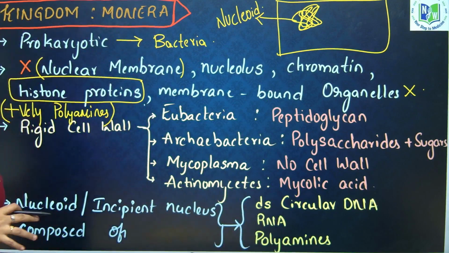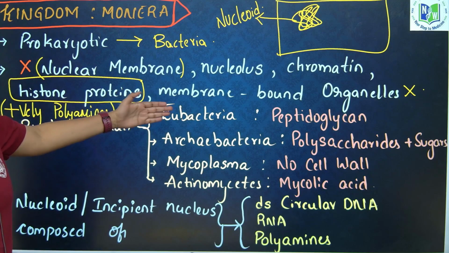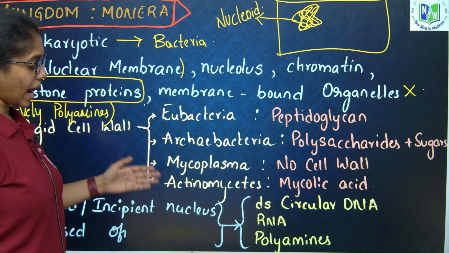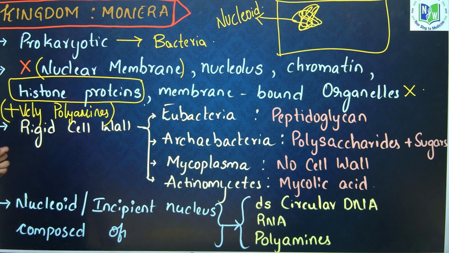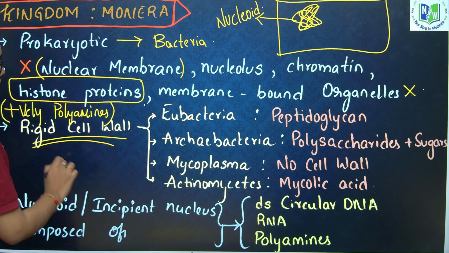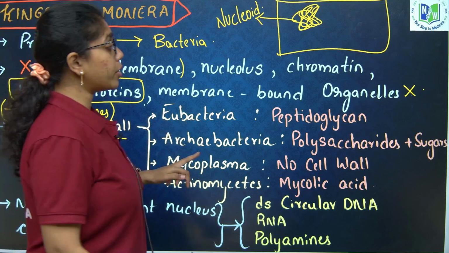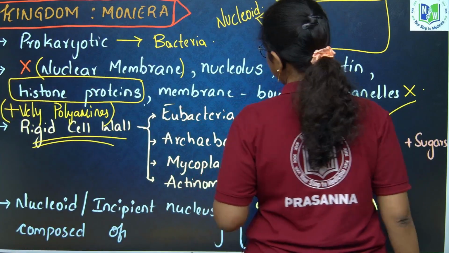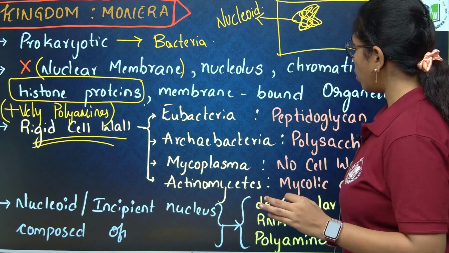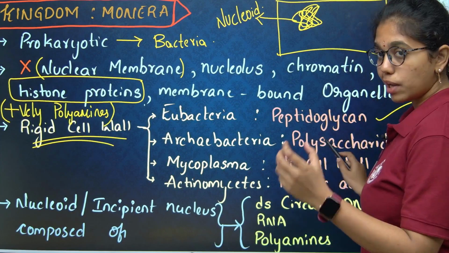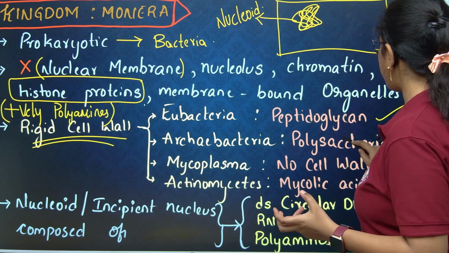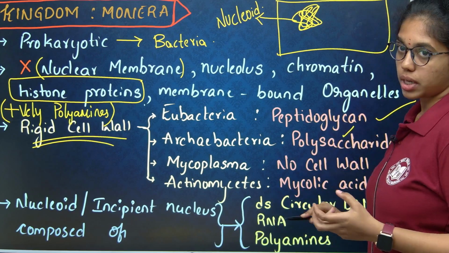If you look into any prokaryotic cell, be it eubacteria, archaebacteria, mycoplasma and actinomycetes, there is a rigid cell wall present. In eubacteria, peptidoglycan is the cell wall. What is the cell wall in eubacteria? Peptidoglycan. Archaebacteria cell wall is constituted with some polysaccharides and sugars.